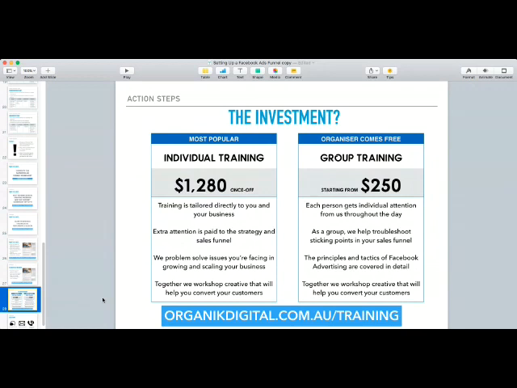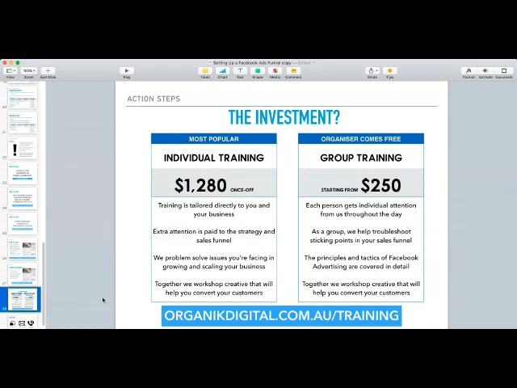We solve any issues you're facing in growing your scale in your business, and how you can, I guess, attract a broader audience, and how you can bring them into that advertising funnel. And we also pay a fair bit of attention to the creative that will help you convert customers, and how we can put stuff in front of them that's working on Facebook.